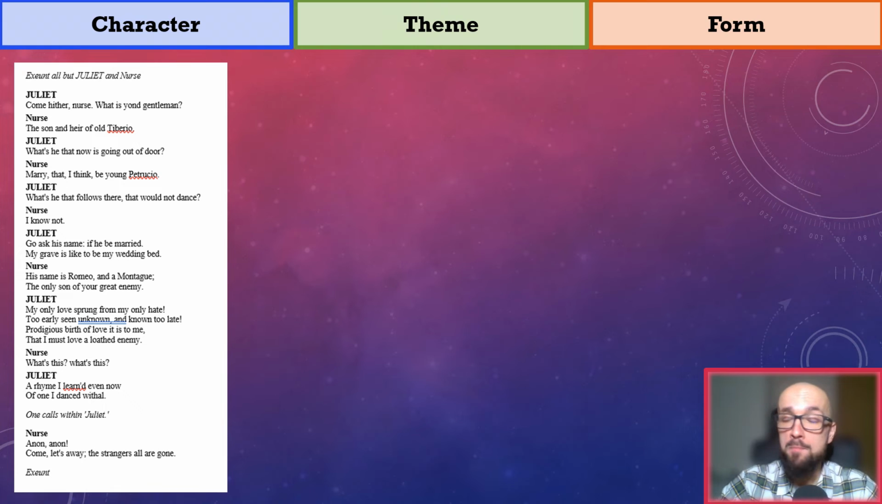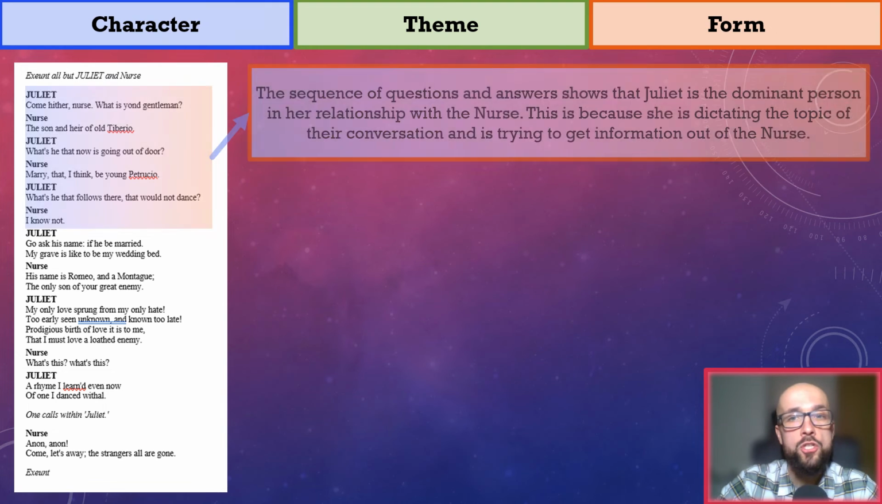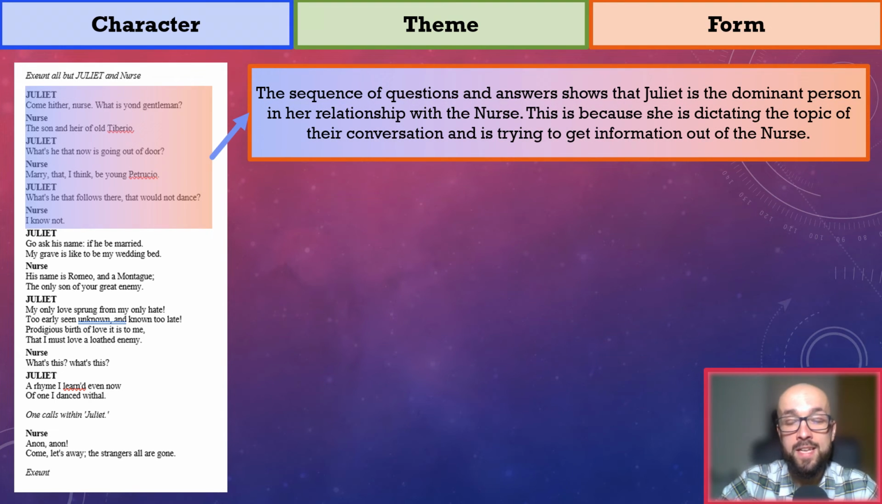Everybody leaves the stage apart from Juliet and her nurse. Now, the sequence of questions and answers that open this mini extract show that Juliet is the dominant person in her relationship with the nurse. This is because she is dictating their topic of conversation and is trying to get information out of her.